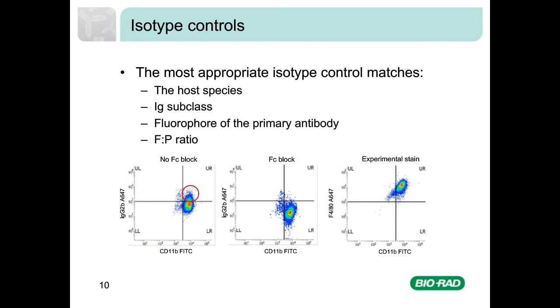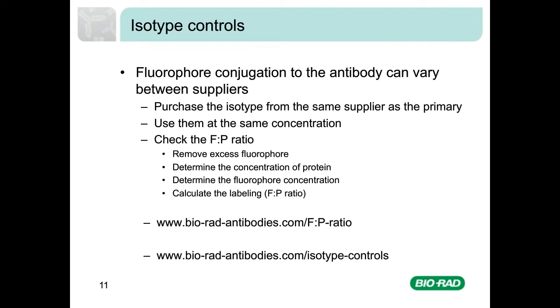As the fluorophore conjugation to the antibody can vary between suppliers, it is best to purchase the isotype control from the same supplier as the primary. An isotype control with less fluorophore conjugated may not show all of the background staining. They should also be used at the same concentration as your primary antibody, so the level of non-specific binding should be the same. If you are unsure of the level of fluorophore binding, the fluorophore to protein or F/P ratio can easily be calculated in 4 easy steps.